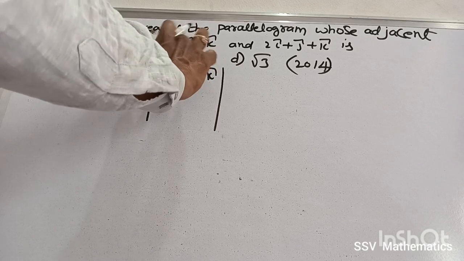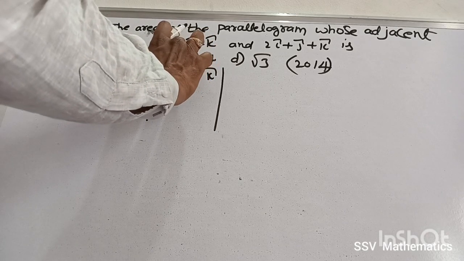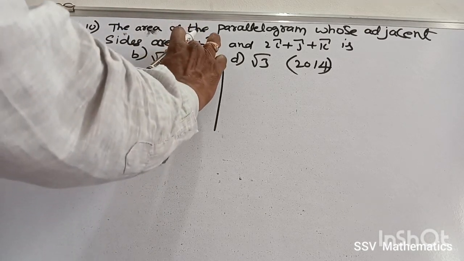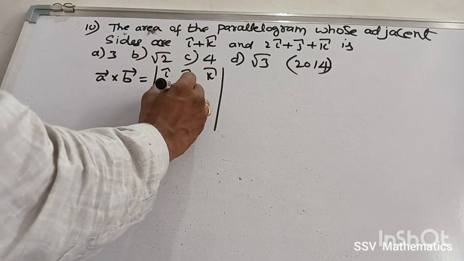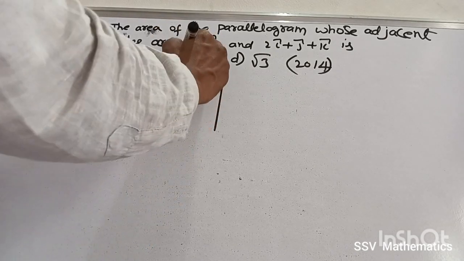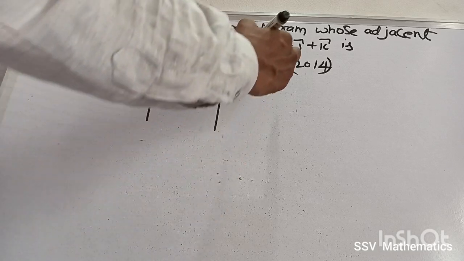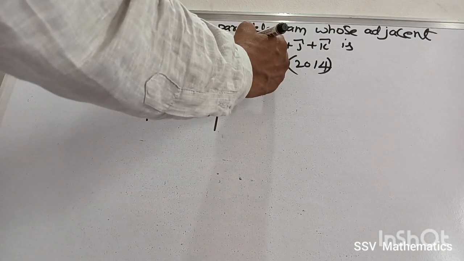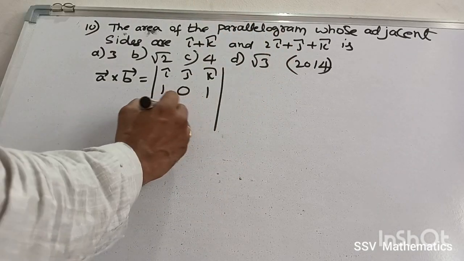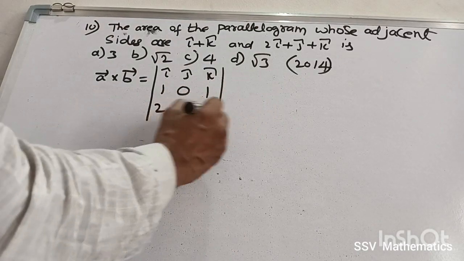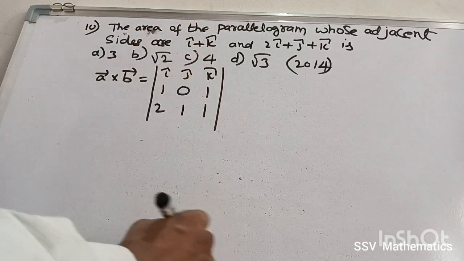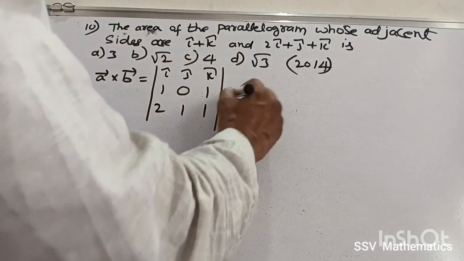Second row is components or coefficient of first vector, vector A. So coefficient of i is 1, there is no j, so therefore 0 j, coefficient is 0, 1 k, that is 1. Next, third row, coefficient of vector B, coefficient of i is 2, coefficient of j is 1, coefficient of k is 1. So this is determinant of this one. This is A cross B.